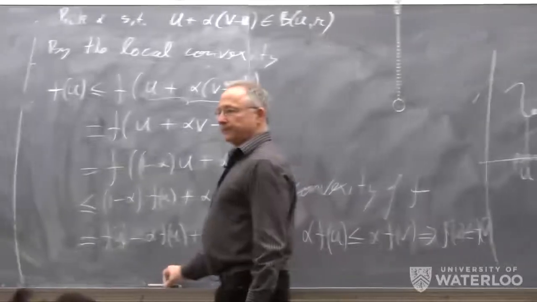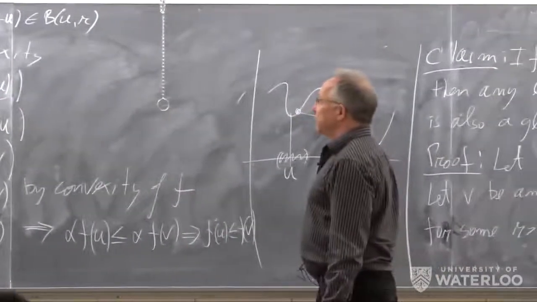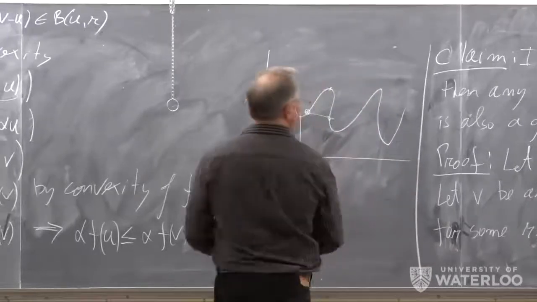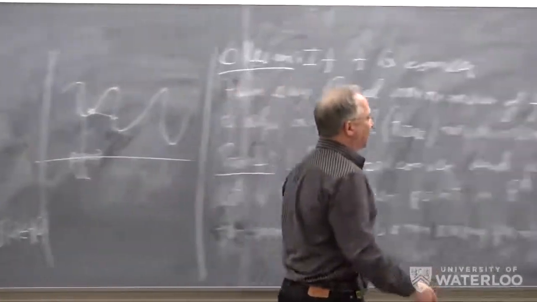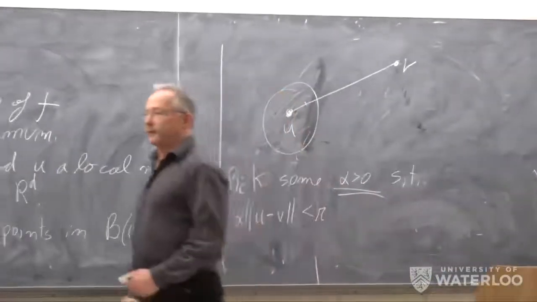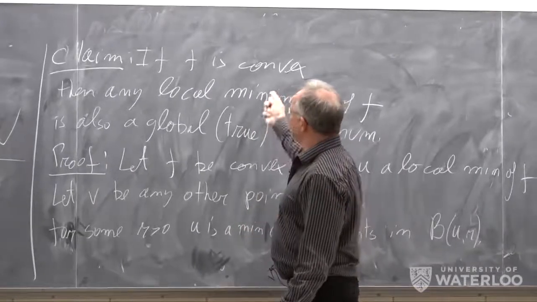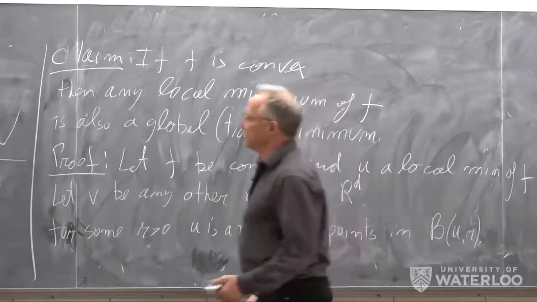Yes? Is there anything implying that alpha is positive? That's what we chose alpha. We pick alpha greater than 0, we need to pick a positive alpha, right? And we can do it because the radius of the ball was positive.